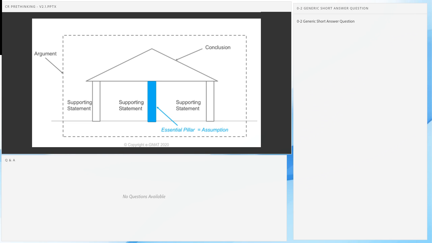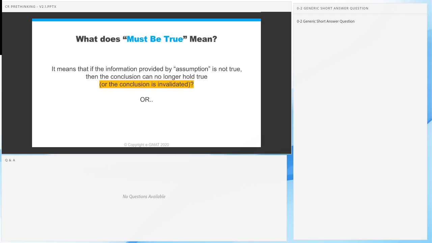Okay. In other words, an assumption is that essential pillar that's required for the roof to stay upright, or for the conclusion to hold true. So what does this must be true mean? It means that if the information provided by the argument is not true, then there are ways to break that conclusion down.